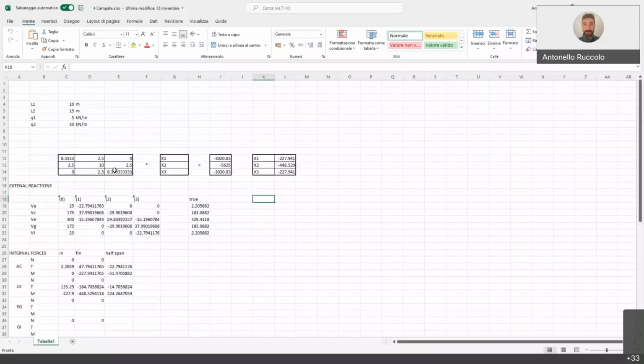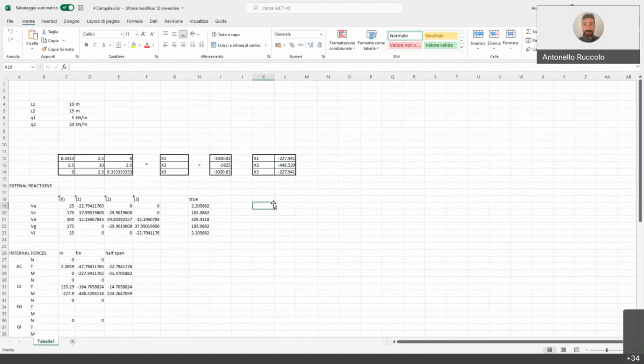only requires a matrix of coefficients, that is this one, and a vector of known terms. This vector depends on the external loads. We have already seen this. So using Excel, we can just solve the problem and find the values of x1, x2, x3.